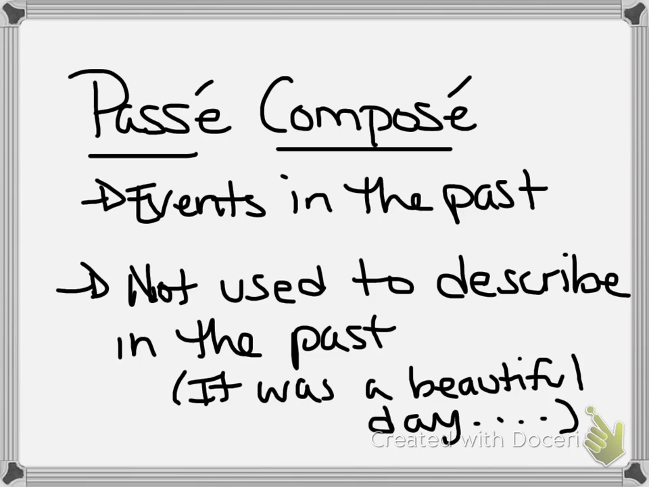For example, we're not going to say it was a beautiful day, the sun was shining, the birds were singing, I was happy. That is done using the imperfect, imparfait, which you will not learn until next year.